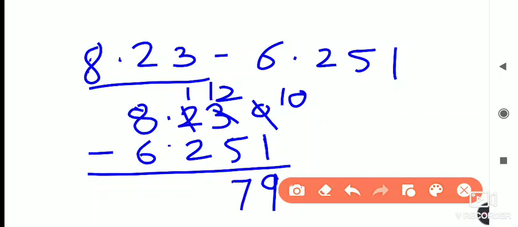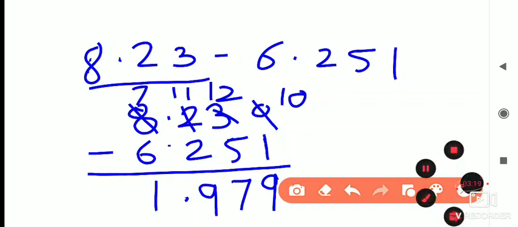Then next, 1 minus 2, again it is impossible, so we have to borrow 1 from this side, so here it is 11, and 11 minus 2 is equal to 9, and here 7 remains, and 7 minus 6 is equal to 1. Point below point we have to give, so here is my point. So this is its answer: 1.979. In this way you have to solve this example.